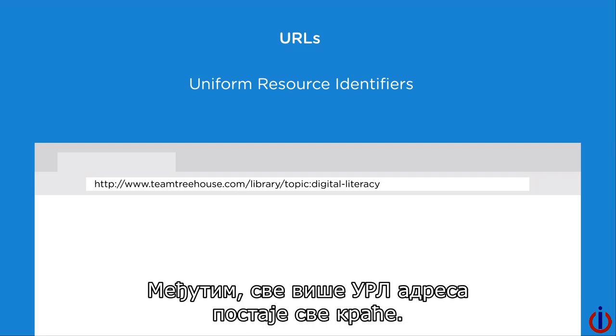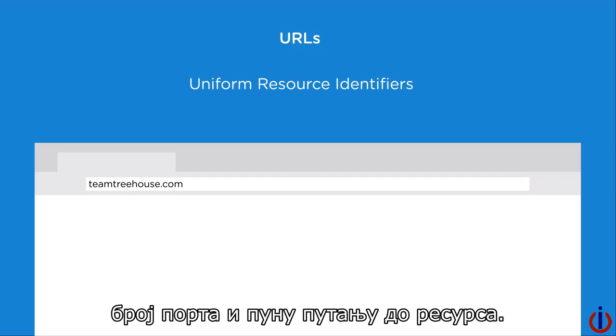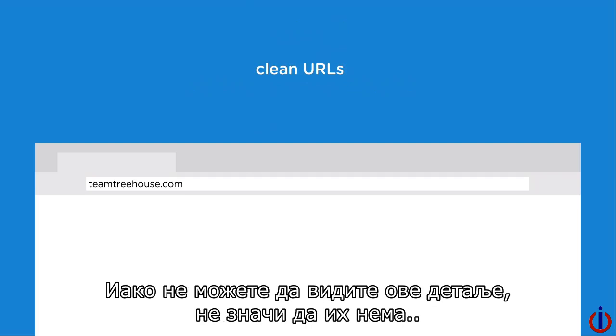However, more and more URLs have become shorter and shorter. Nowadays, nearly everything is omitted in the address bar, including the HTTP://, the port number, and the full path to the resource. The omission of all these details is called clean URLs. But don't be deceived. Just because you can't see these details doesn't mean they're not there.